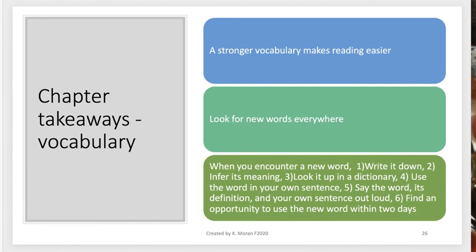Again, a few things about vocabulary. A stronger vocabulary makes reading much easier. And you want to look for new words all around you. And when you encounter a new word, or you hear a new word, or see a new word, write it down. Try to infer its meaning from all of the other words around it. Look it up in a dictionary. Use the word in your own sentence. Say the word in a sentence, and find the opportunity to use the word.